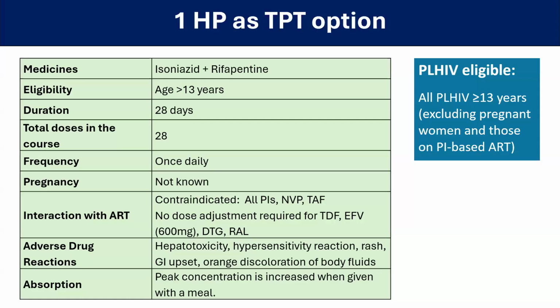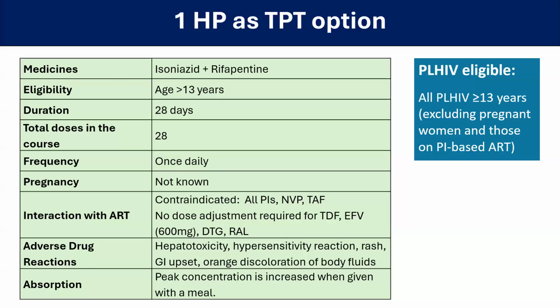So 1HP as a treatment option. We have seen who is eligible: any PLHIV who are more than 13 years. The medicines in the 1HP are isoniazid and rifampicin, and the duration is 28 days, with once daily frequency. In pregnancy, we don't usually take 1HP as a TPT option. Interactions with ART: it is contraindicated with all PIs. That's the reason we say that all patients on a PI-based regimen have to be initiated on INH. So contraindicated are all PIs, nevirapine and TAF. And there is no adjustment required for TDF and efavirenz.